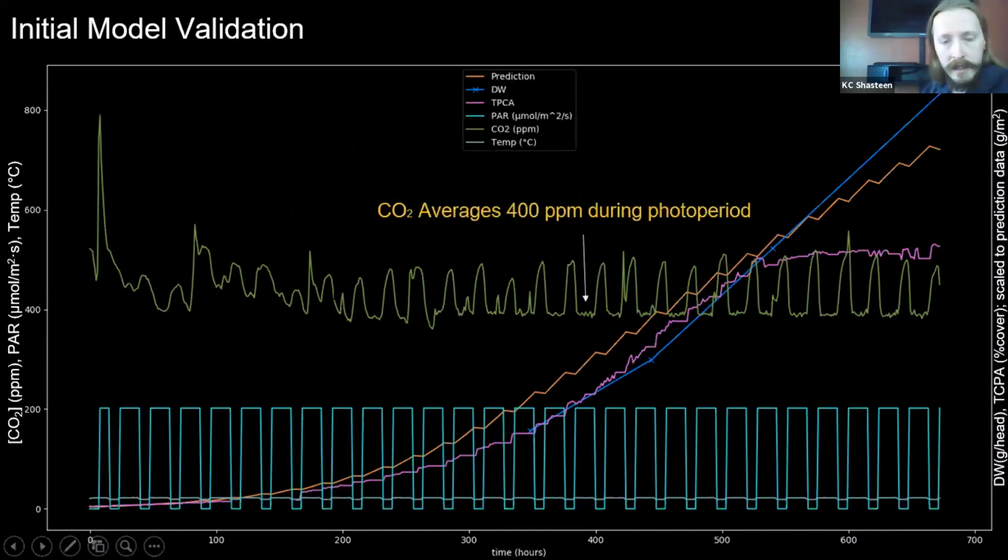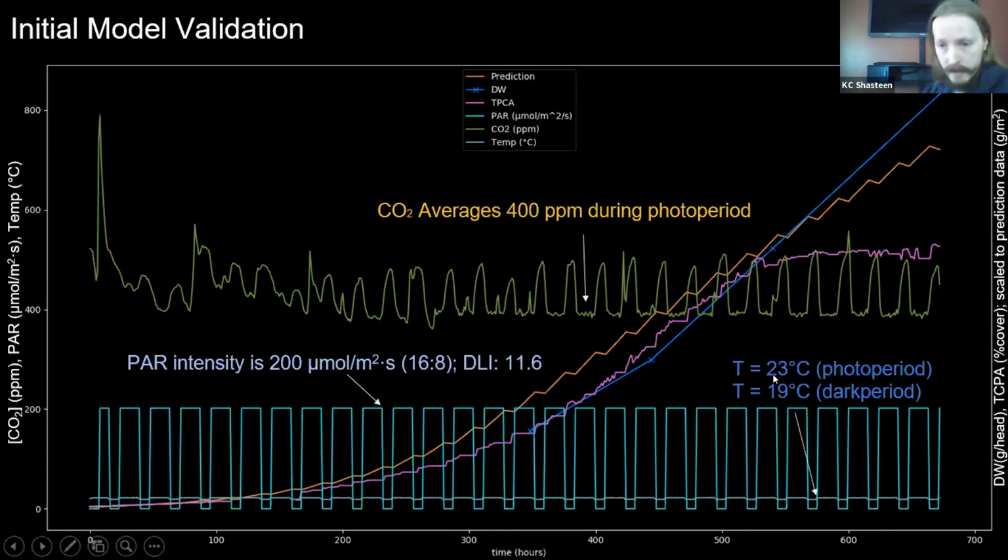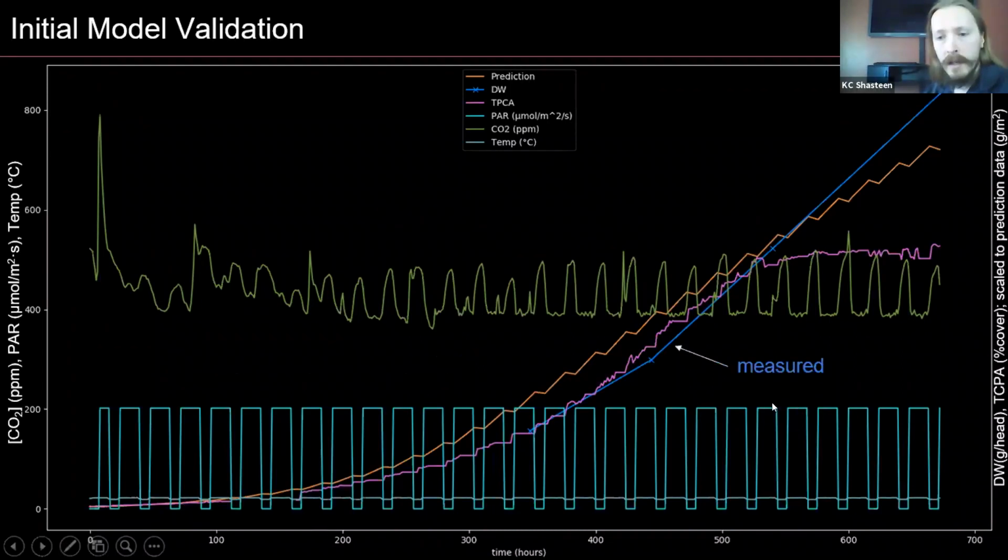And I'll talk about each of these curves here. This is the CO2 in the room, basically 400 parts per million during the times when the lights were on. And the lighting intensity was about 200 micromoles per square meter per second, with 16 hours on and 8 hours off. And the temperature during the light period was 23 degrees Celsius, during the dark period, 19 degrees Celsius.